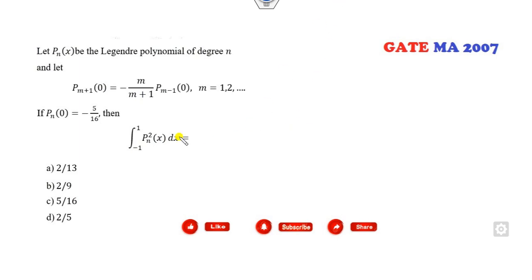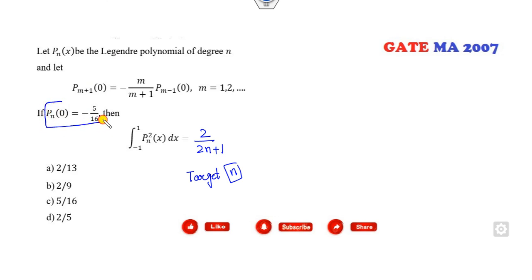Okay, look at this another one. Pn is a Legendre polynomial here. So this will be, so what is that? It will be nothing but 2 over 2n plus 1. My only target is to find n, such that p of n at 0 is 5 over 16.